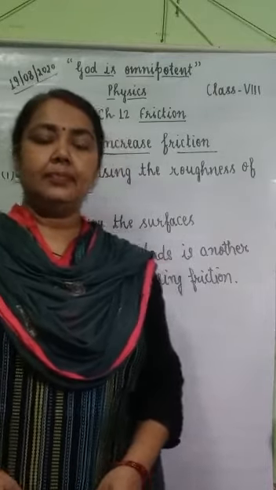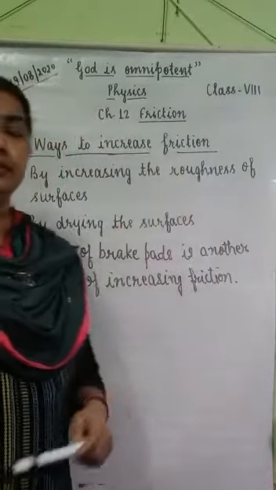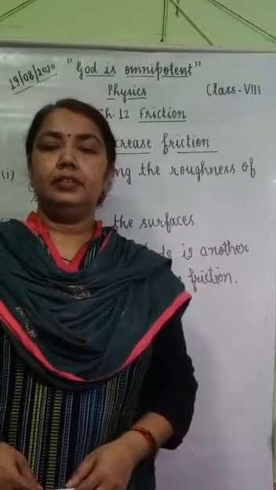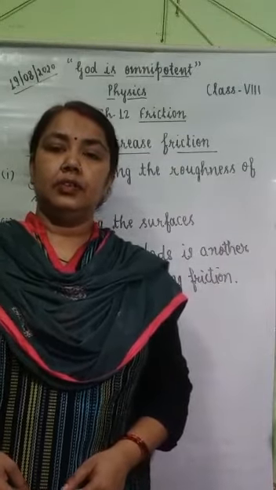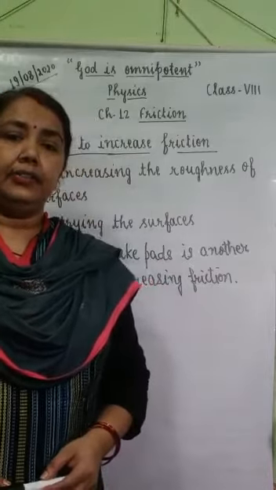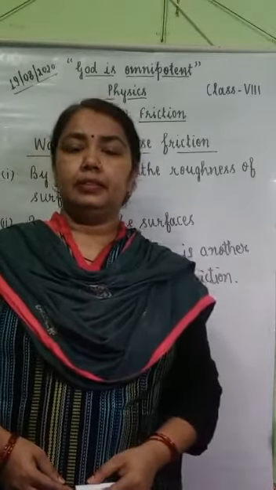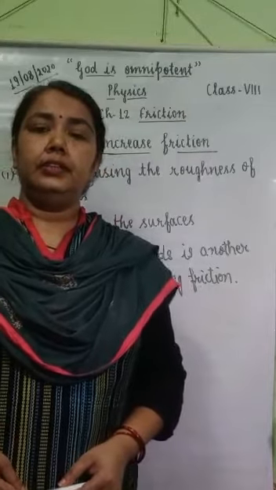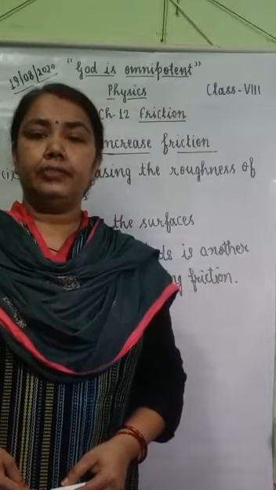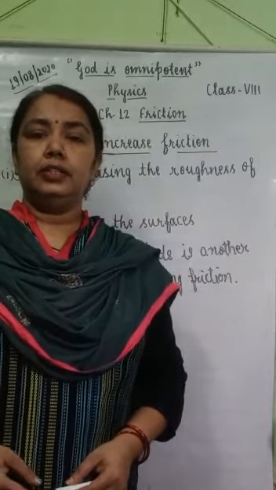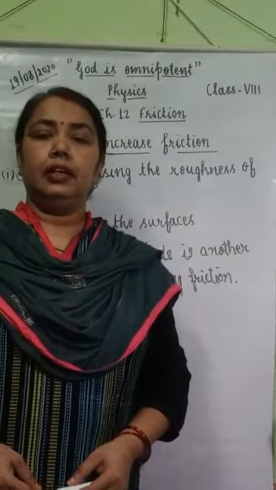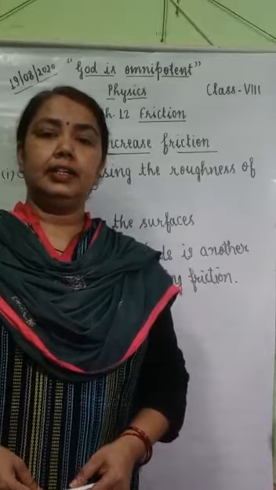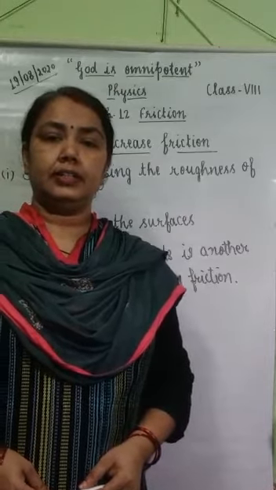We are discussing the chapter on friction. In this chapter you have studied what friction is, what the causes of friction are, and the factors on which friction depends. You also have studied different types of friction like static friction, sliding friction and rolling friction. And what the advantages and disadvantages of friction are.